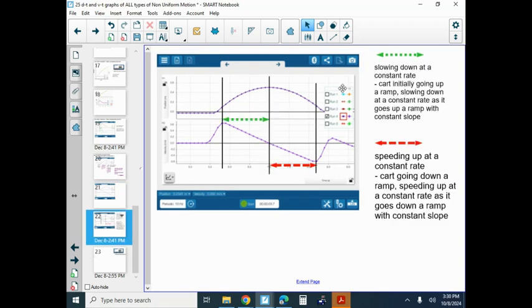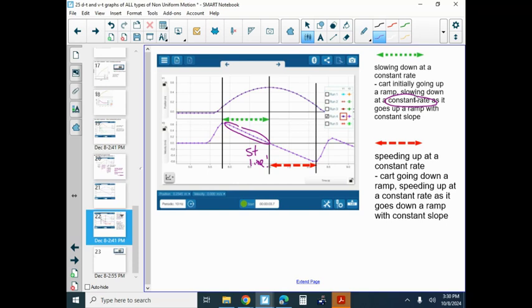back down the ramp, keep accelerating, I should say, back down the ramp. So that's what this is. This is the record of it. This is what I've been saying here. So the cart's initially going upward, and it slows down at a constant rate. You see the nice straight line. That's the constant rate right there. Let's highlight that. So slowing down at a constant rate, well, that's because of this section right here. It's a nice straight line, right? That's how we know it's a constant rate.